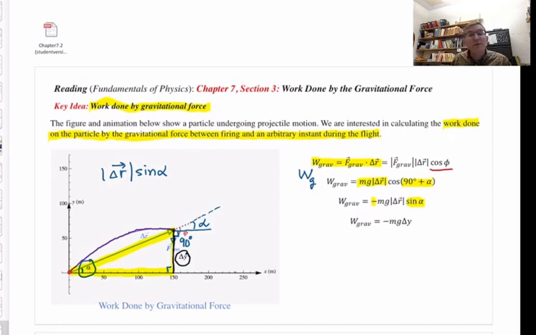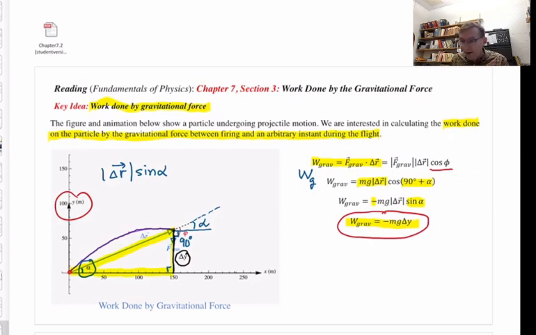Magnitude r sine alpha is just delta y, the change in the y-coordinate. So we end up with the formula that I'm going to use to calculate the work done by gravitational force. It's a nice handy formula for calculating W grav. It is based on an assumption of a plus y-axis pointing vertically up, and the formula is W grav is minus m times g times the change in the y-coordinate.